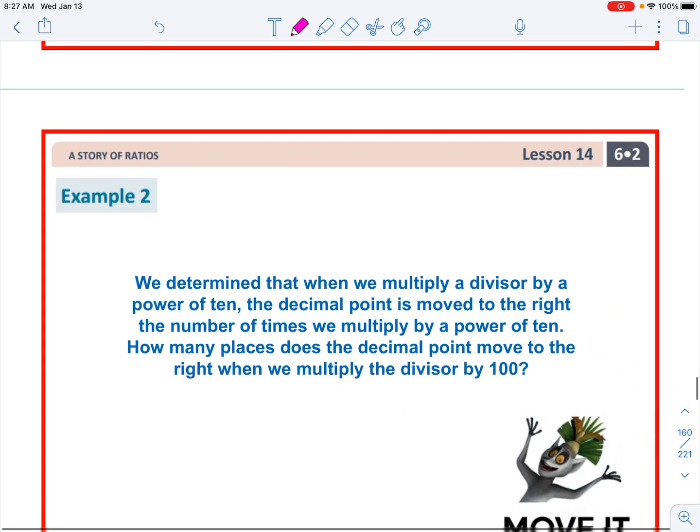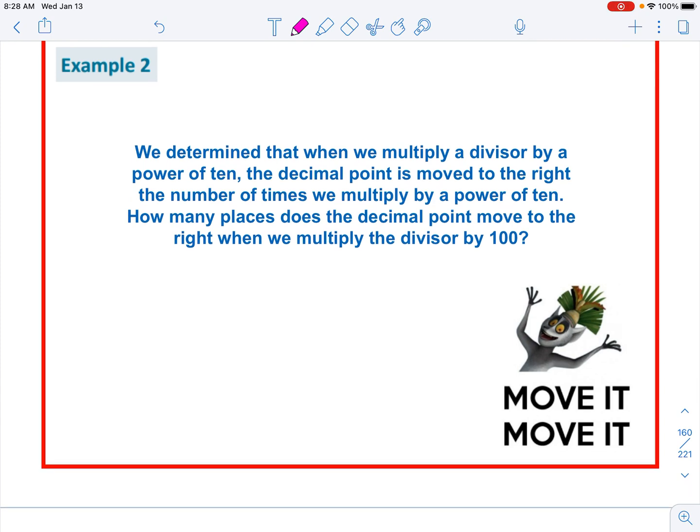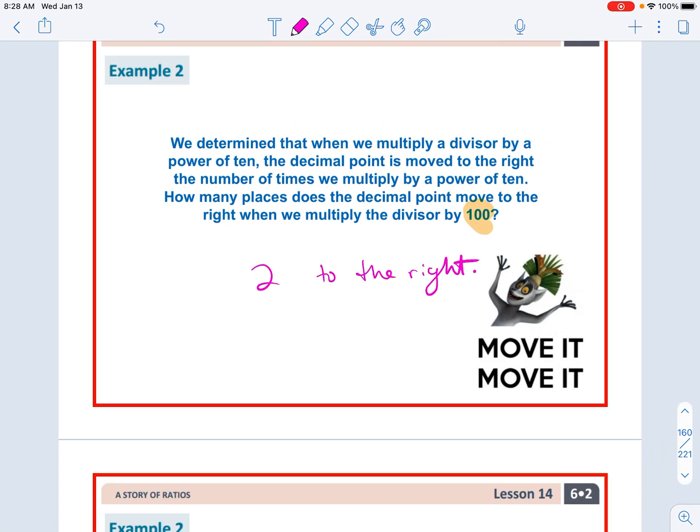Okay, so we determined that we multiplied the divisor by a power of 10. The decimal point is moved to the right the number of times we multiply by a power of 10. How many places does the decimal point move to the right when we multiply the divisor by 100? Okay, like I said before, if we multiply the number with the decimal by 100, it's going to move 2 places to the right. Okay?